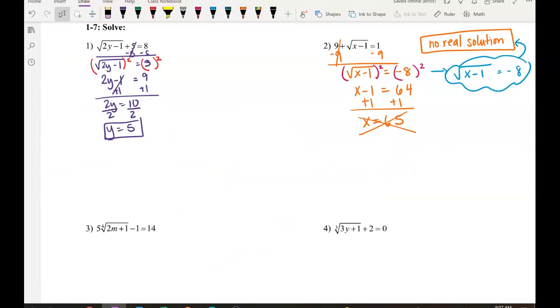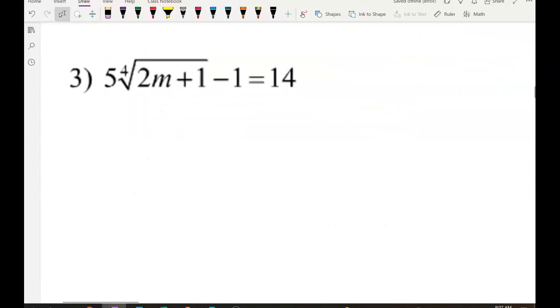Not number 8. Number 3. Index is what, Levi, on number 3? 4. Okay? So, Levi, can you help me with the first step?